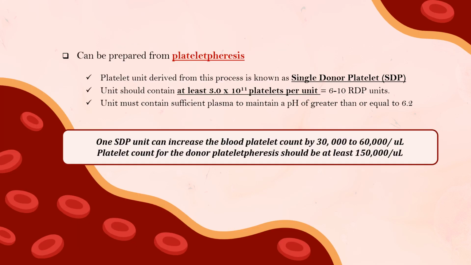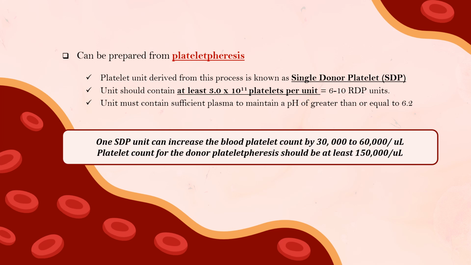Okay, now your platelet concentrates, as I have mentioned a while ago, can be obtained and prepared via whole blood and platelet pheresis. So from whole blood, we term this platelet concentrate as a random donor platelet, while if a platelet concentrate unit was prepared via platelet pheresis, we term this as single donor platelet. And a unit from a single donor platelet should contain at least the standard notation 3.0 times 10 to the 11 power platelets per unit, which is equivalent to 6 to 10 units of random donor platelet units.